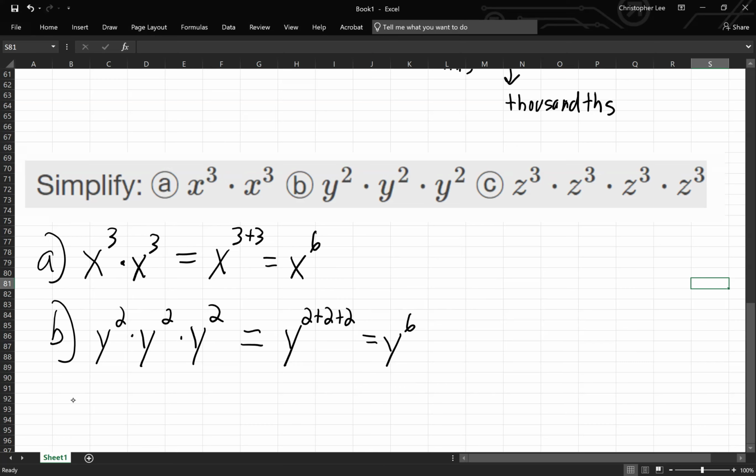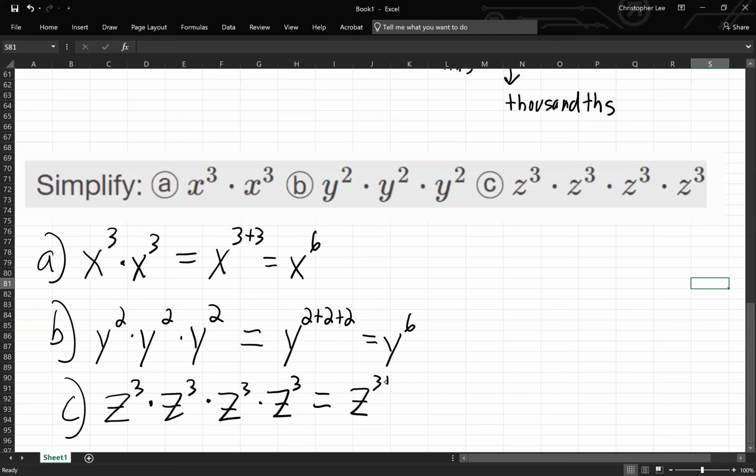Very good. And then C, a little bit harder. I got z to the third times z to the third times z to the third times z to the third. Z to the 12. Very good. This becomes z to the 3 plus 3 plus 3 plus 3, which is z to the 12. Perfect. Any questions on this, anybody? Just a slow blast from the past, that's all. Nothing crazy.